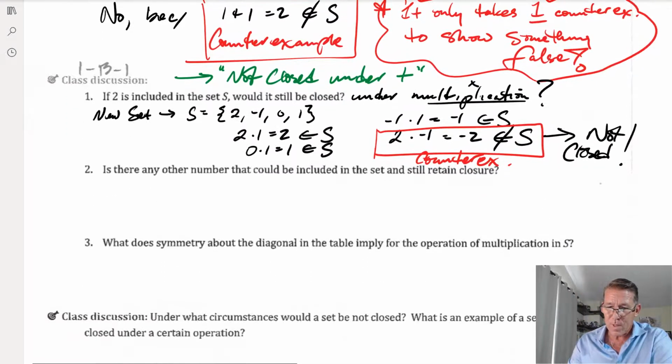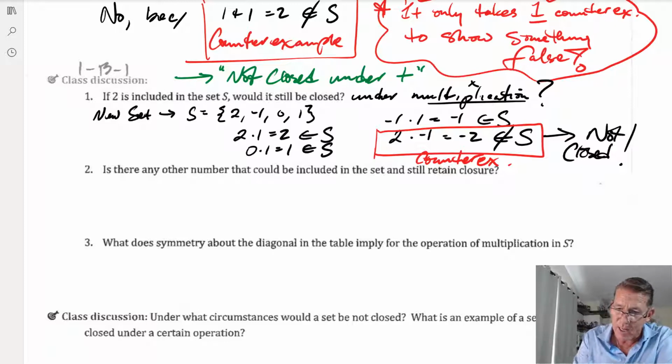Now number 2, is there any number that can be included in the set and still retain closure? Is there any number that you can include in the set and still retain closure? Like if I just came up with a number, say let x be that number. Put x in the set, let's say. Okay, x in the set.